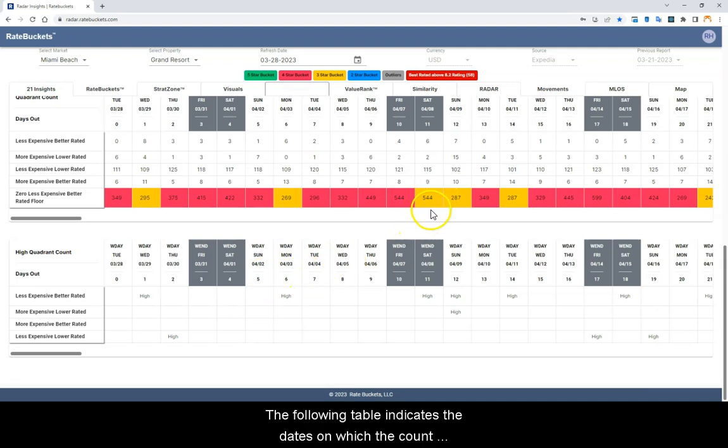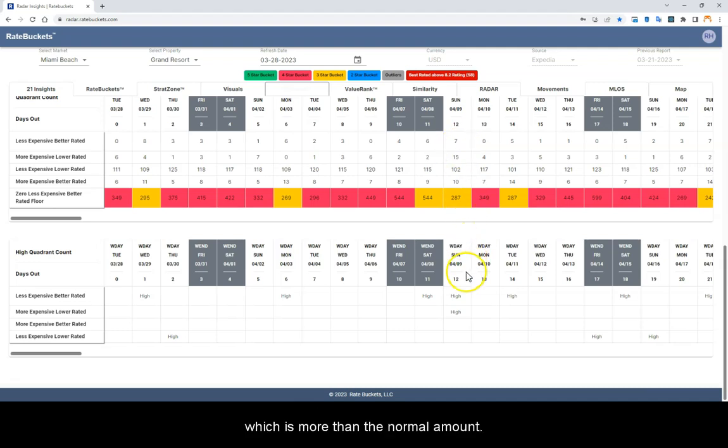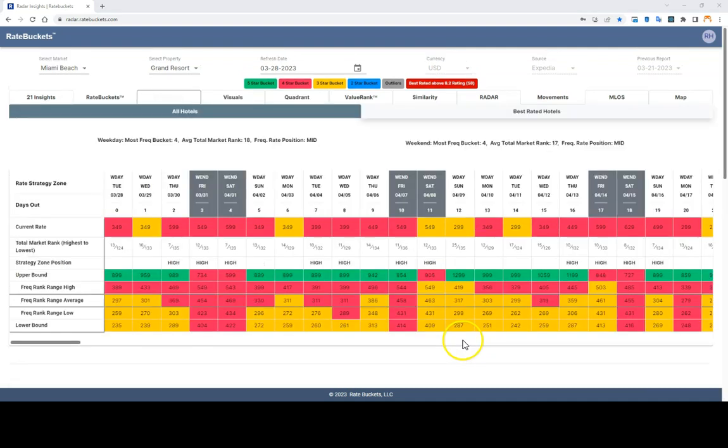The following table indicates the dates on which the count of hotels in each quadrant deviates from the norm. This information enables you to quickly identify those dates that may require attention. For example, on April 9th, there are 7 hotels in the less expensive, better rated quadrant, which is more than the normal amount. To match the rate of the lowest priced, less expensive, better rated hotel, you would need to lower the rate to $287.